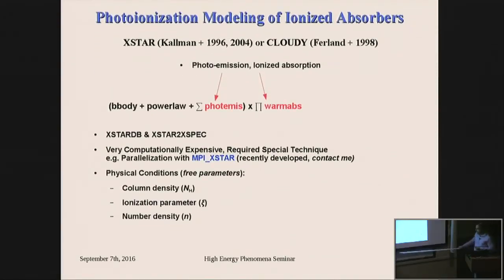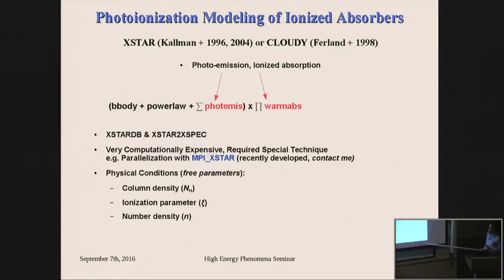To study the physical condition of a warm ionized absorber, we use a phenomenological model. The first two components, blackbody plus power law, model the continuum of the X-ray observation, while these components, photoionized emission and ionized absorber, are used to describe the emission and absorption of the ionized absorber.